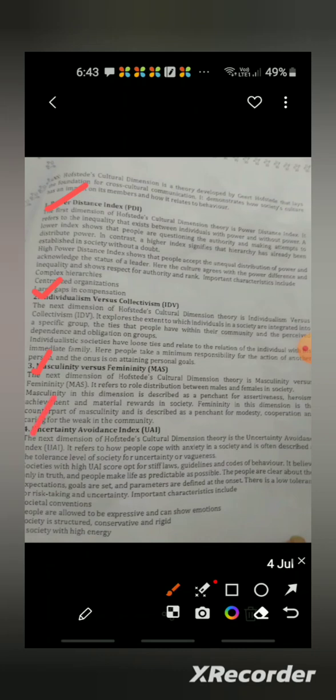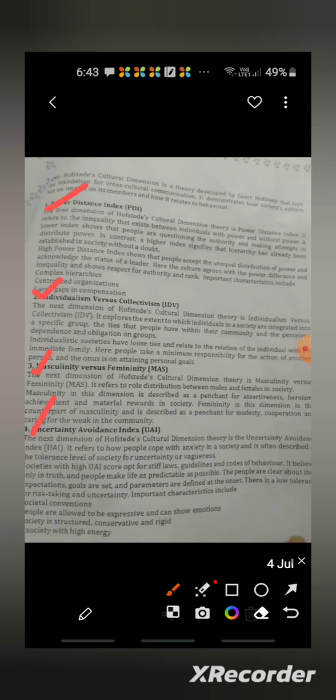Then we move on to uncertainty avoidance index. The next dimension of Hofstede's cultural dimension theory is the uncertainty avoidance index. It refers to how people cope with the anxiety in a society and is often described as the tolerance level of society for uncertainty or vagueness.